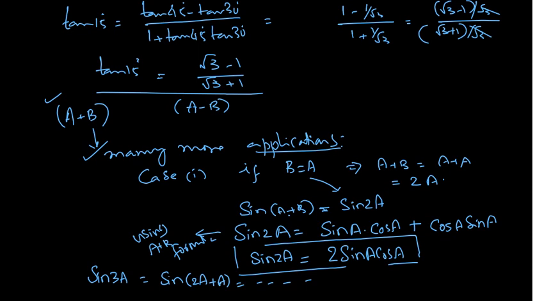I don't want to flood the session with too many formulae, but I'll give you case 2, which is interesting. This is case 1. So case 2 is: what if a equal to b equal to a by 2? Or if not a by 2, let's call this some x by 2. I have taken x by 2.